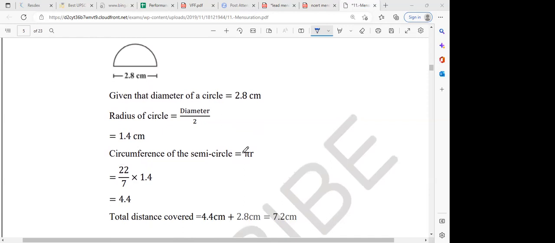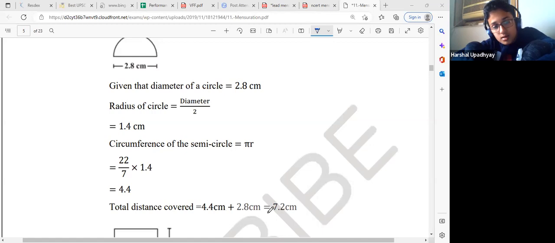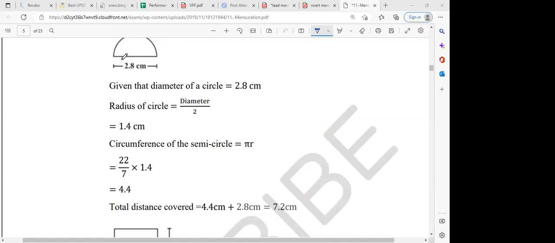Okay. So basically, the circumference of a semicircle, you know. So now how much have they covered? 4.4 plus 2.8. That means 7.2. Why 2.8? Because 2.8 is this.